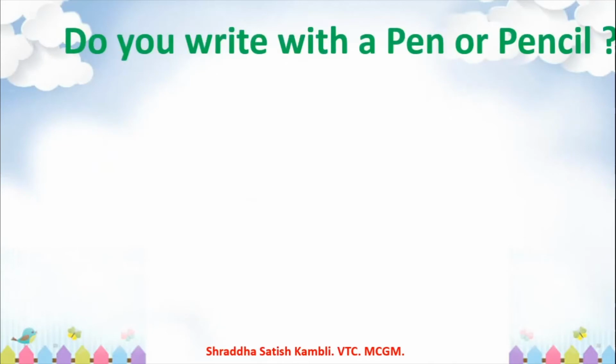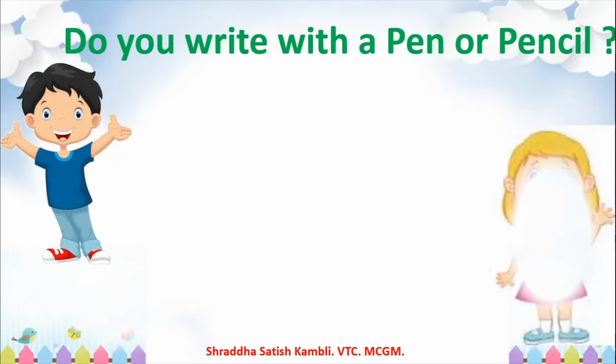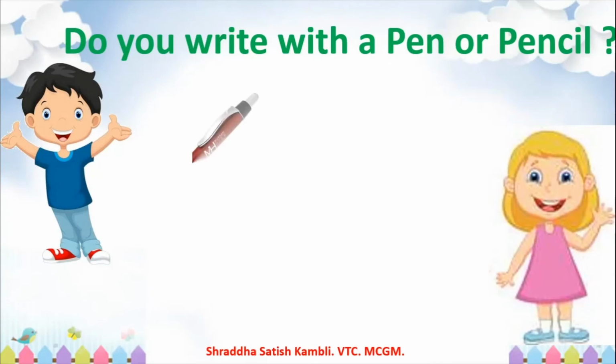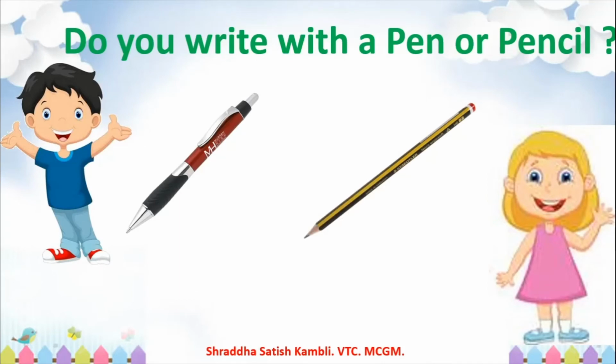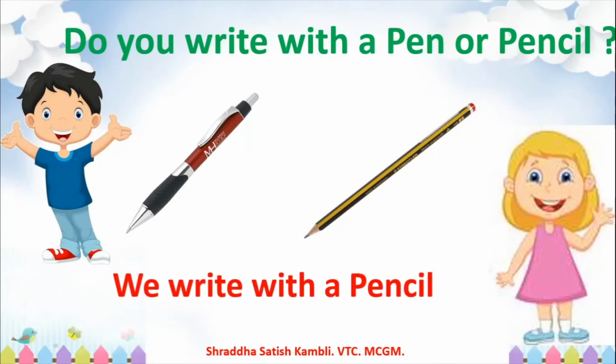So last question, let us ask them now. Do you write with a pen or a pencil? So now we are all in the second standard, isn't it? So Raju and Rani, they are telling us whether they write with a pen or whether they write with a pencil. Now in the second standard, both of them have not got any pen from their parents or from school. So they say that they write with a pencil. We write with a pencil, say Raju and Rani.